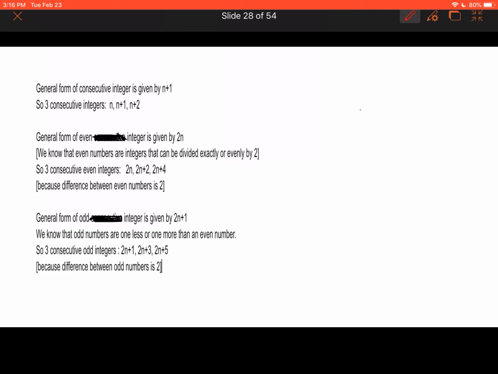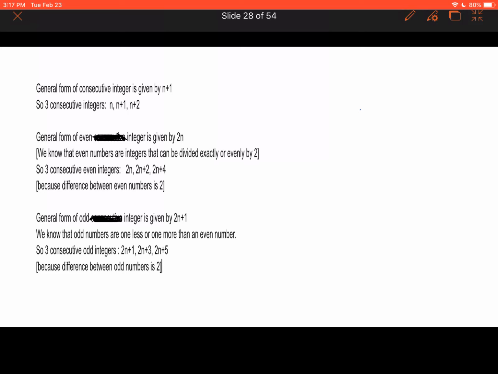Okay, so the general form of an odd integer is given by 2n plus 1, because we know that any odd number is nothing but one addition or one deletion to an even number. So adding a 1 to an even number is going to give you the odd number. Three consecutive odd integers can be got again by adding a difference of 2 to 2n plus 1, the basic format: 2n plus 1, then 2n plus 3, then 2n plus 5.